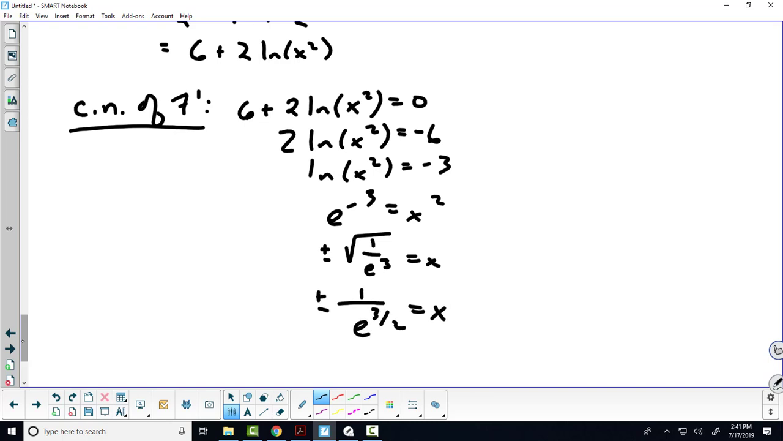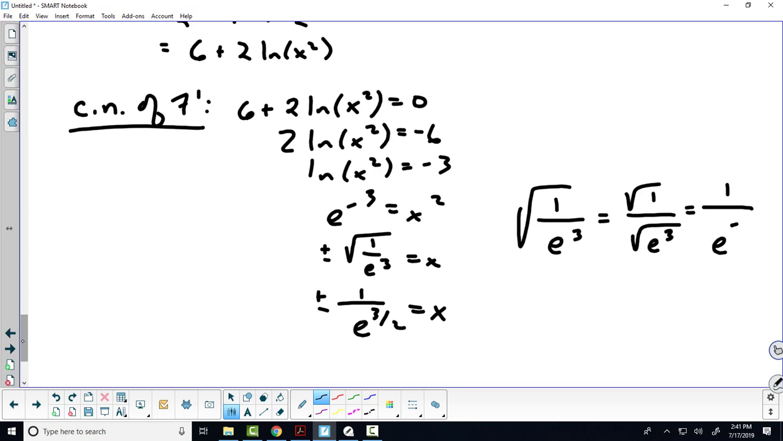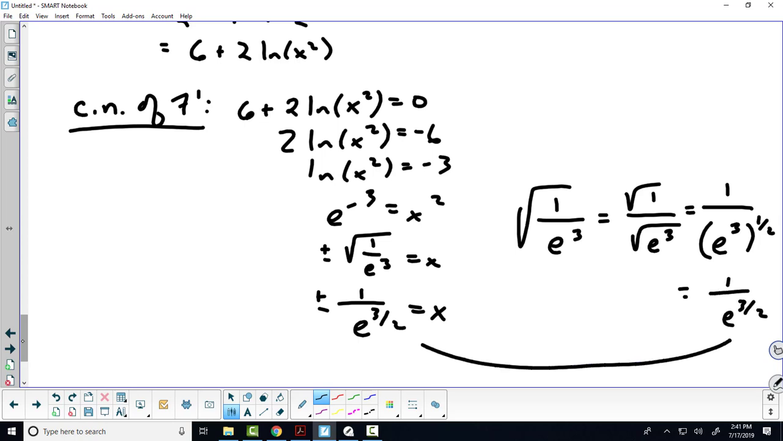So that might have been a little bit fast. Let's see here. The square root of 1 over e cubed is the same thing as the square root of 1 over the square root of e cubed. But that's the same thing as just 1 over e to the third to the 1/2 power. Square rooting and fractional power 1/2 are equivalent, and we get 1 over e to the 3/2. So that's where I got that from.